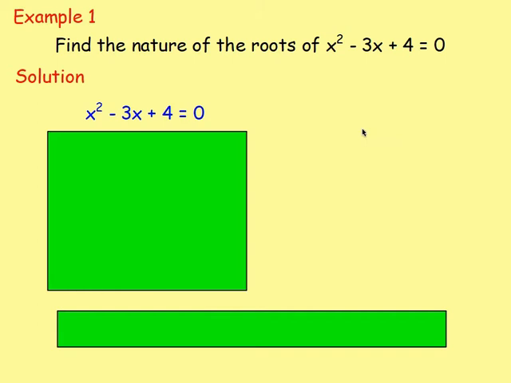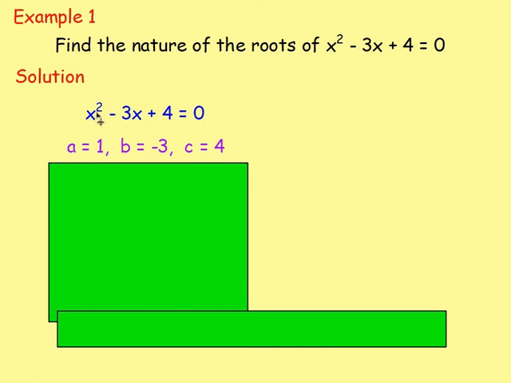So example 1, find the nature of the roots of x squared take 3x plus 4 equals 0. When you were doing this in National 5 last year, you wrote down the values of a, b and c, because we need b squared minus 4ac. So a is the coefficient of x squared, in this case it's 1, b is the coefficient of x, in this case negative 3, and c is the number, the constant, that's on its own, here it's 4.